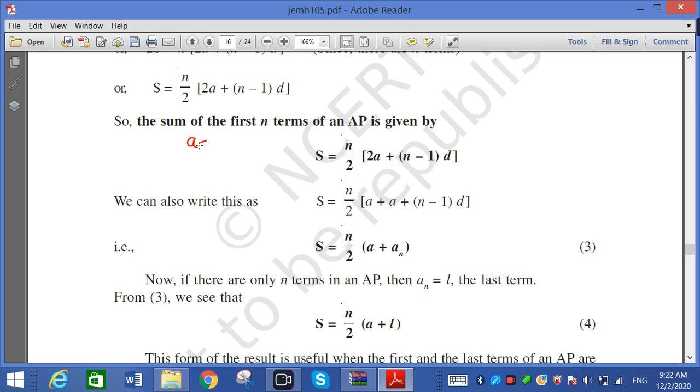A means the initial term, d means the difference, n means the number of terms.